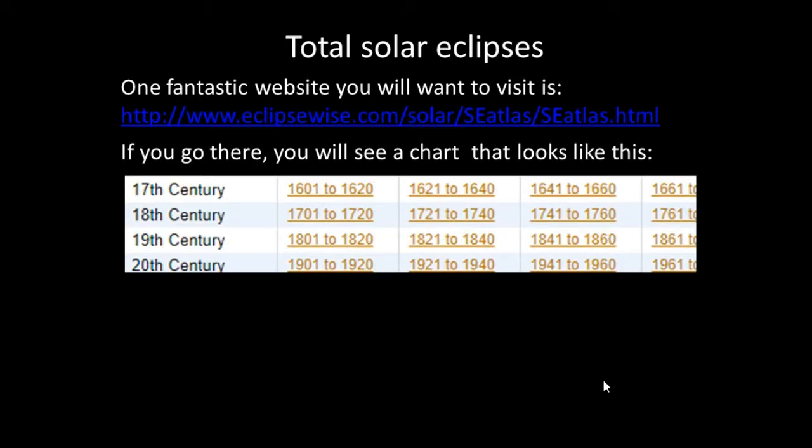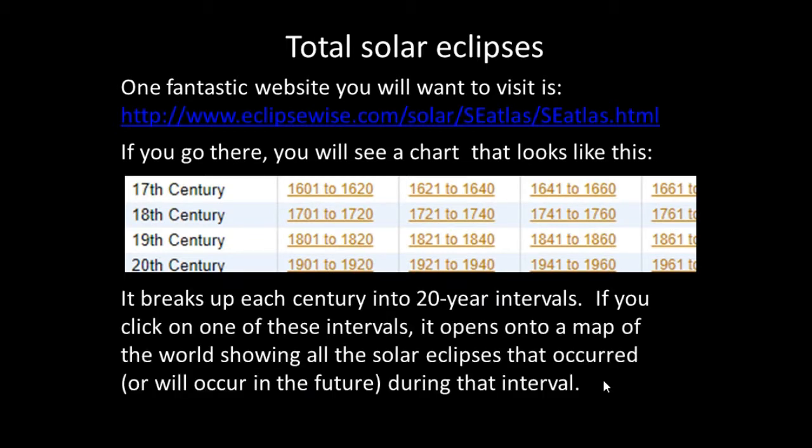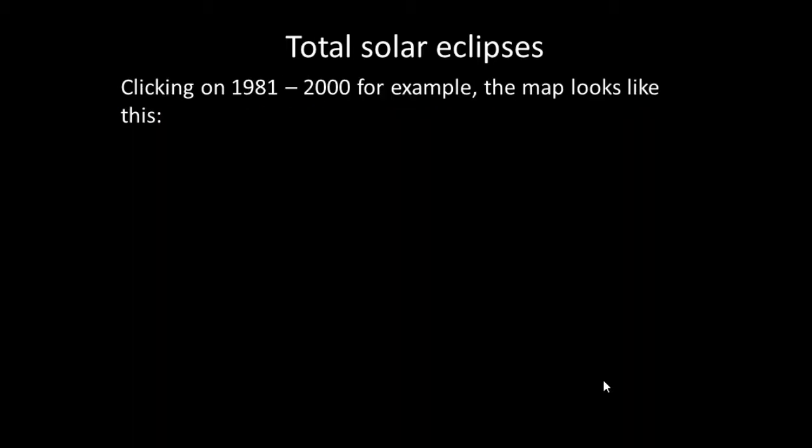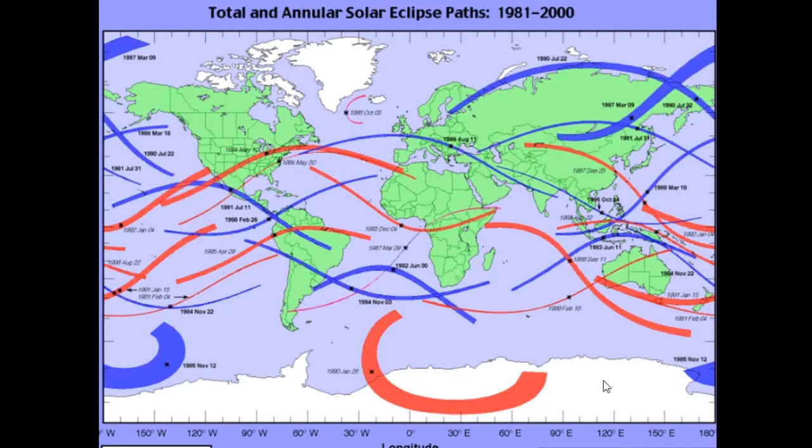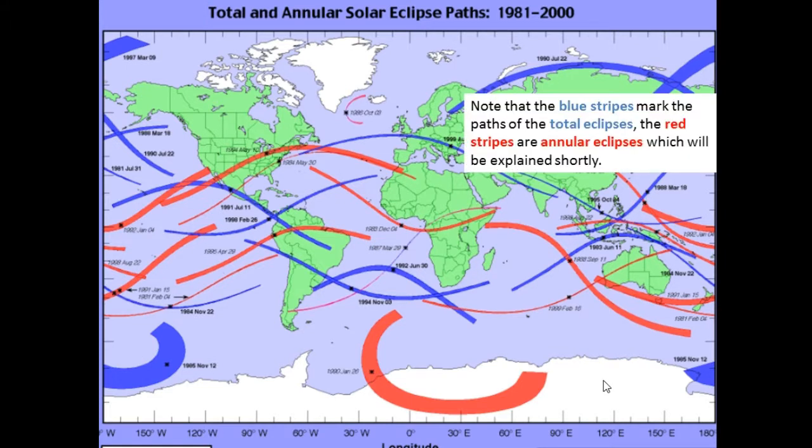If you go there, you will see a chart that looks like this. It breaks up each century into 20-year intervals. If you click on one of these intervals, it opens up a map of the world showing all the solar eclipses that occurred or will occur in the future during that interval. Clicking on 1981 to 2000, for example, the map looks like this. Note the blue stripes mark the passive total eclipses, and the red stripes are annular eclipses, which will be explained shortly.